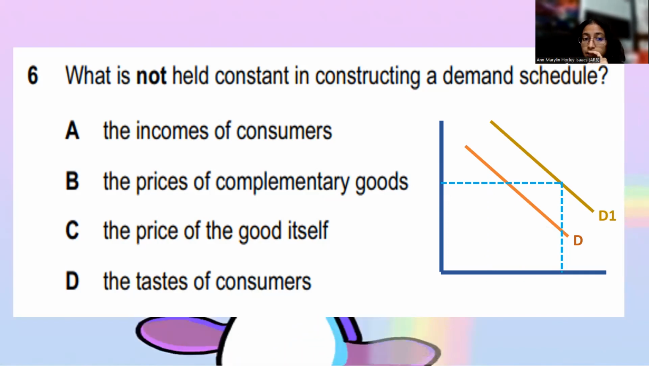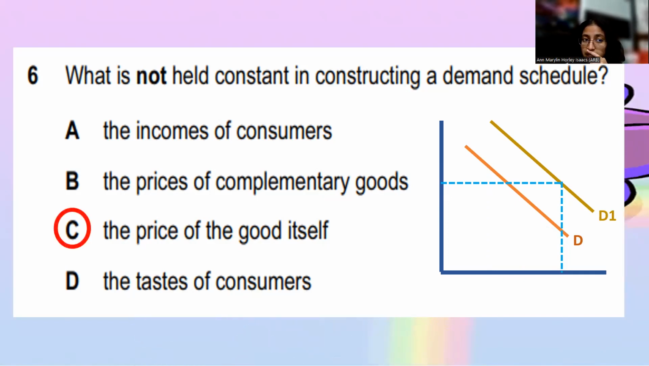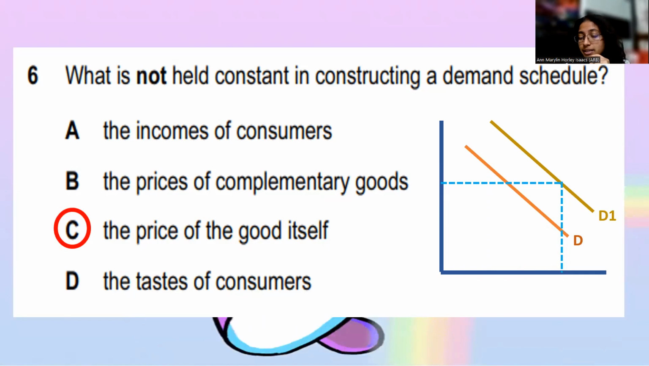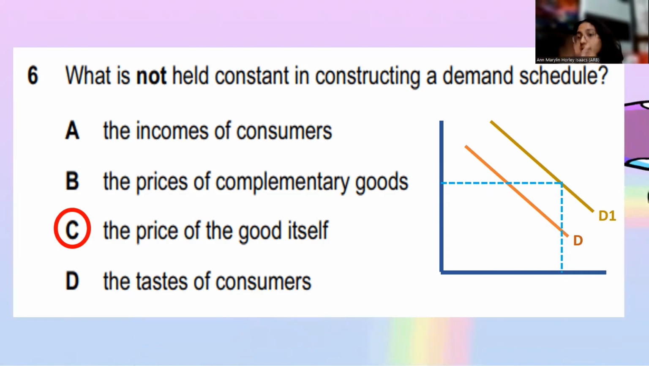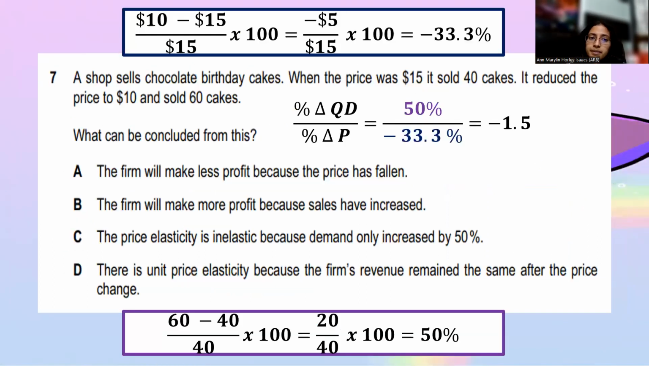So here, in any question, you need to look at what exactly the examiner is asking for. And then what graph are you illustrating in your options? Okay. Number 7, a shop sells chocolate birthday cakes. When the price was $15, it sold 40 cakes.